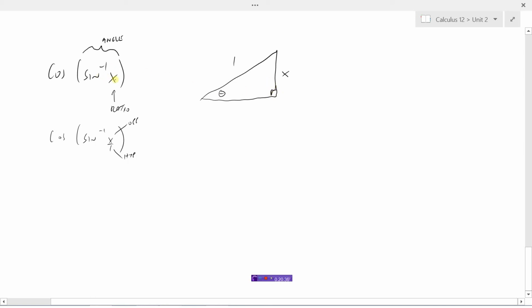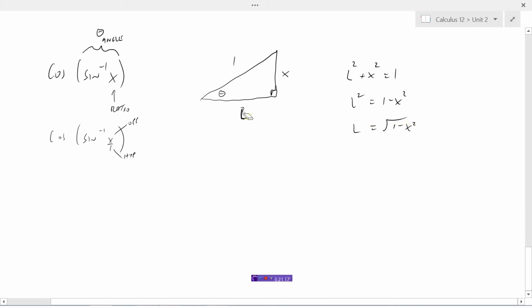The inverse sine of x would be theta. So here's theta. Now the question wants to know, what is cosine of theta? Well, that's going to be adjacent over hypotenuse. The problem is we don't know what this side is. But it's a right triangle, so we can use Pythagoras' theorem. We'll call this, let's just call that L, because we don't know what that is. So L squared plus x squared equals 1 squared, which is 1. So L squared is equal to 1 minus x squared. L is equal to the square root of 1 minus x squared.